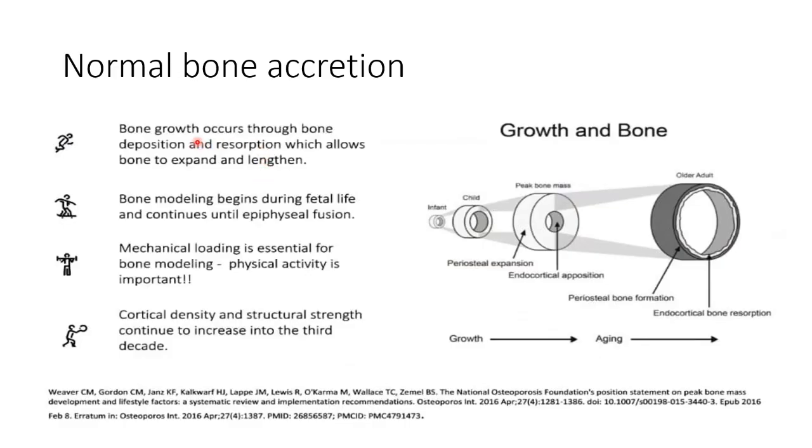So how does normal bone accretion occur? Bone growth occurs through bone deposition and resorption, which allows the bone to expand and lengthen. Bone modeling begins during fetal life and continues until epiphyseal fusion. Mechanical loading is essential for bone modeling. Physical activity is important. Cortical density and structural strength continue to increase into the third decade.